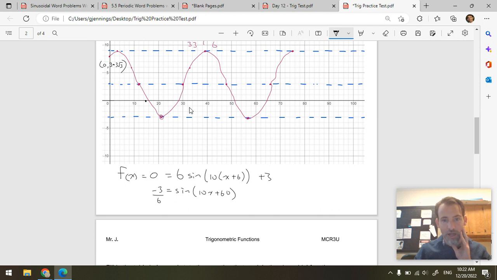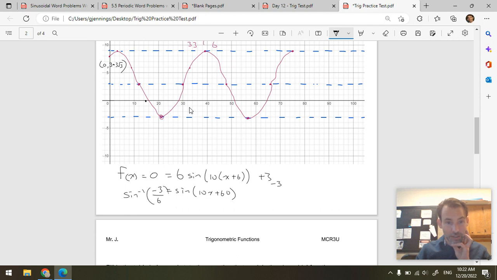Expand that bracket. Now let me break this down for you. I think you can do this in one step too. I subtracted 3 from both sides, that's how that ended up there. And then I divided both sides by 6, so that's how that ended up down there. And now I do inverse sine of both sides.